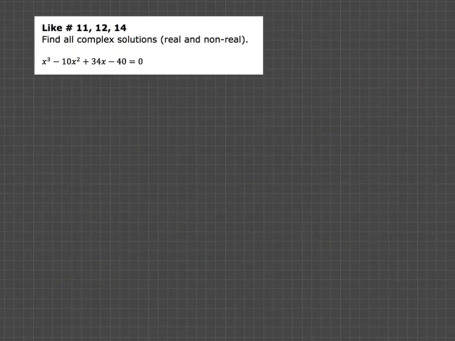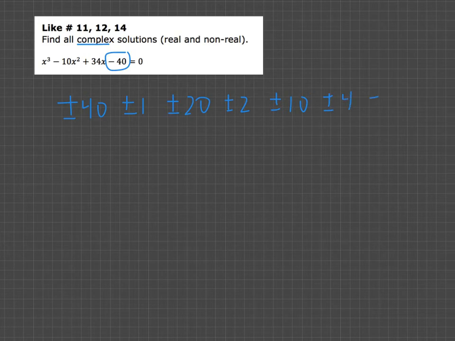This practice problem is like 11, 12, and 14 from your assignment. We want to find all complex solutions. That means we are looking for real solutions and non-real solutions. So the first thing to do is to write down all possible rational zeros, and that is going to be the factors of negative 40. So we're going to have plus or minus 40, plus or minus 1, plus or minus 20, plus or minus 2, plus or minus 10, plus or minus 4, plus or minus 8, plus or minus 5.